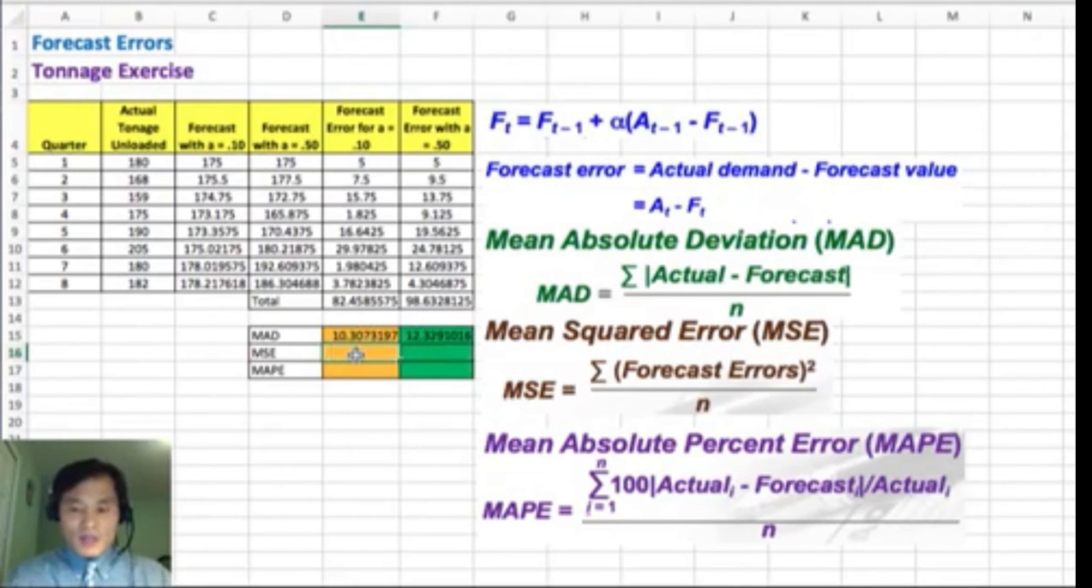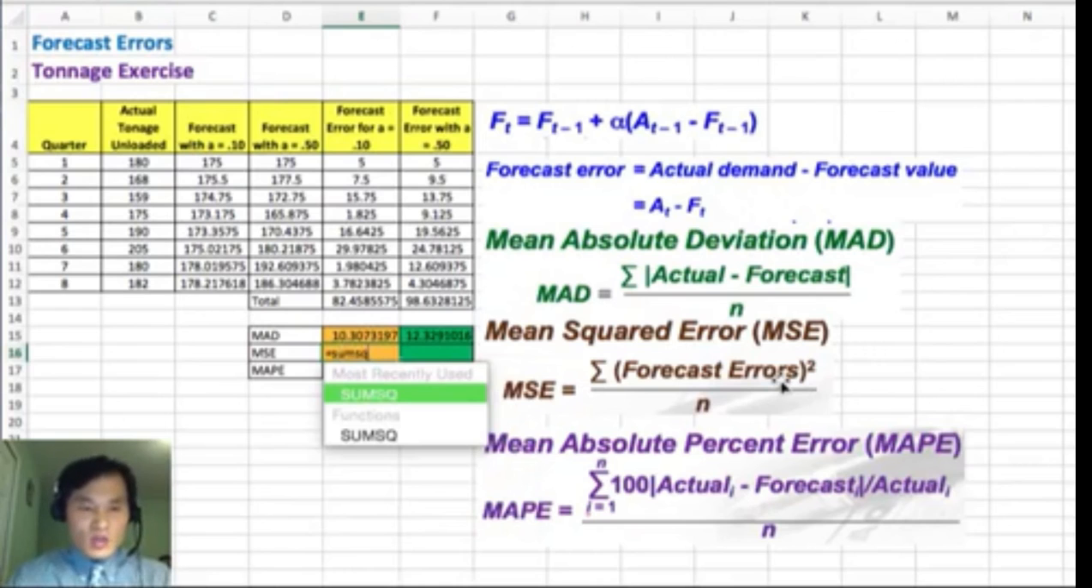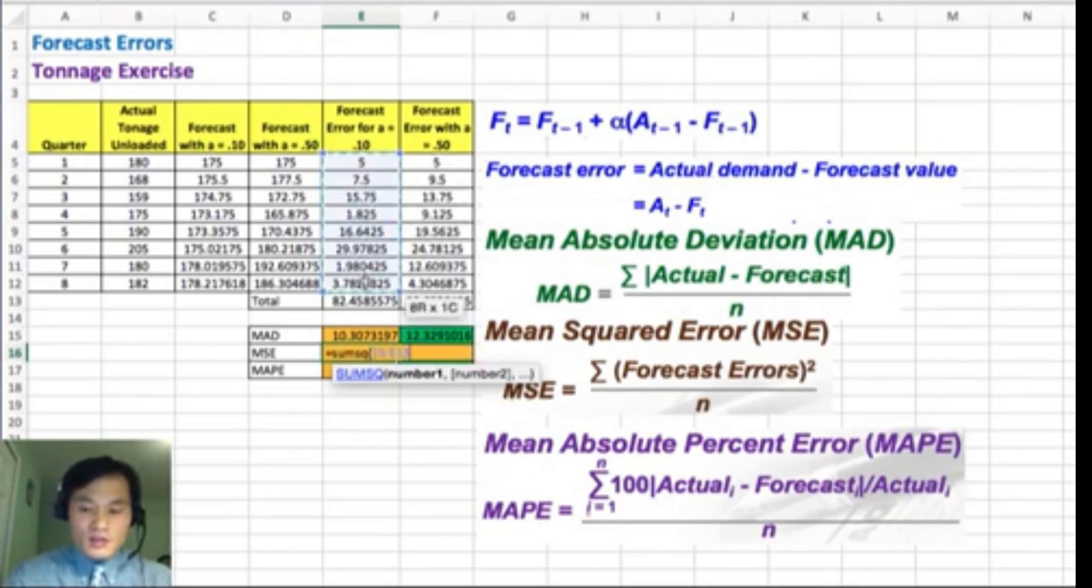Let us now calculate MSE. MSE is forecast error squared and divided by n. In this case we can use the sum square function. So SUM and parenthesis, then divided by 8, and that gives you an MSE of 190. As you can tell, 190 is much bigger than 10. It inflates the error value so that we can easily tell which model has more errors, right?